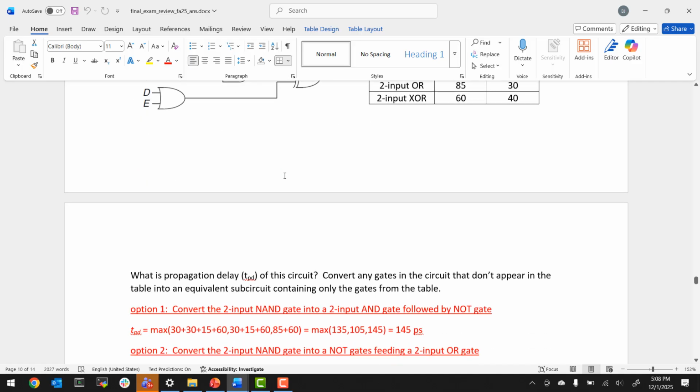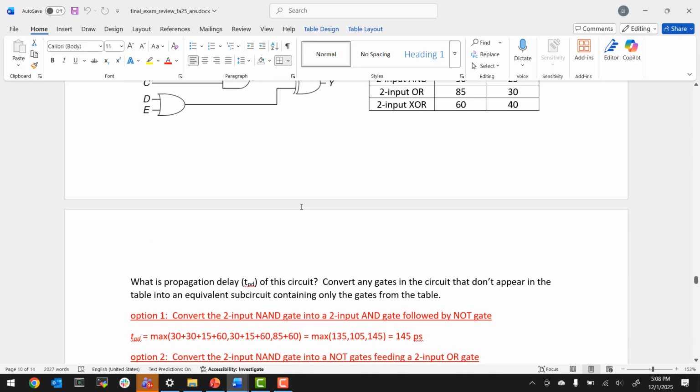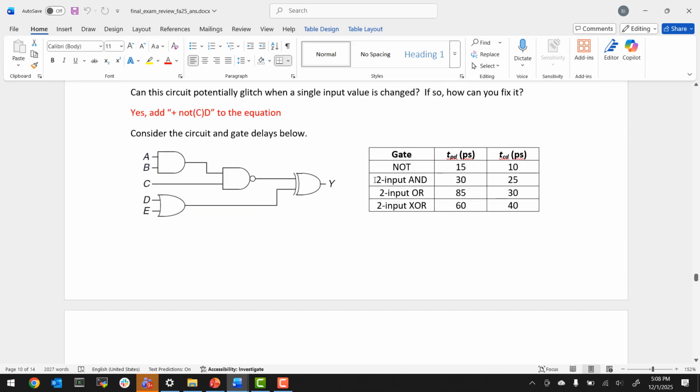All right. Now this question: what is the propagation delay of the circuit? The problem with this is that I don't give you NAND. There's a NAND gate here, but there's no NAND gate in the table. That's the problem. This is from an old exam. I don't remember if I intentionally did that or if that was a mistake on my part.